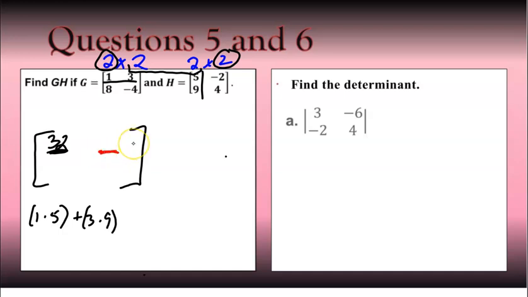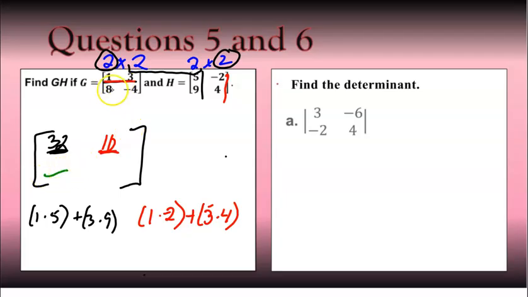Next, this is in row 1, column 2. So I'm going to multiply 1 times -2 plus 3 times 4. So that's -2 plus 12, which will give us a positive 10.